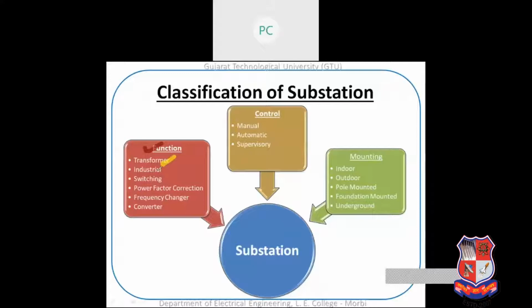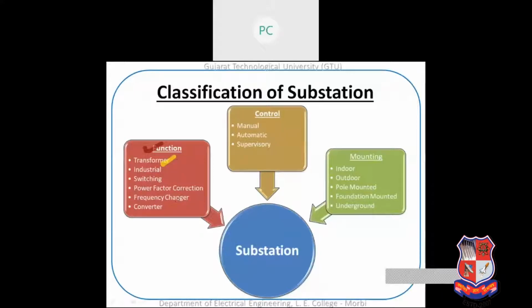After that, very important, is the switching substation. These substations do not change the voltage level, that is, incoming and outgoing lines have the same voltage. However, they simply perform the switching operation of the power lines. So that is known as a switching substation.